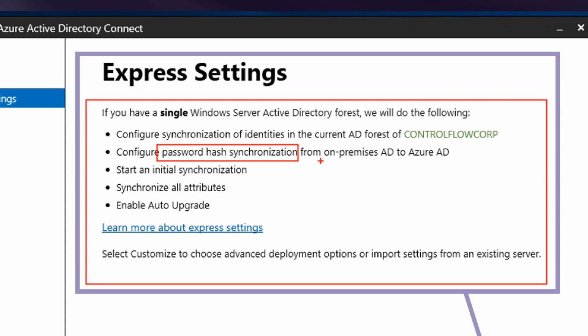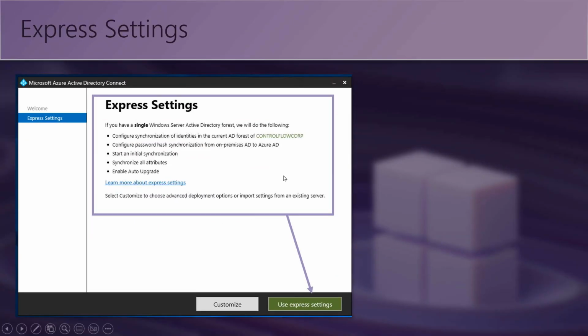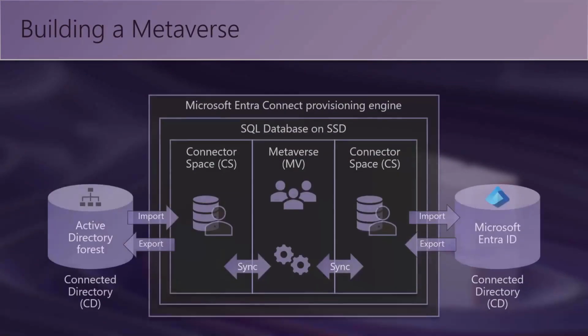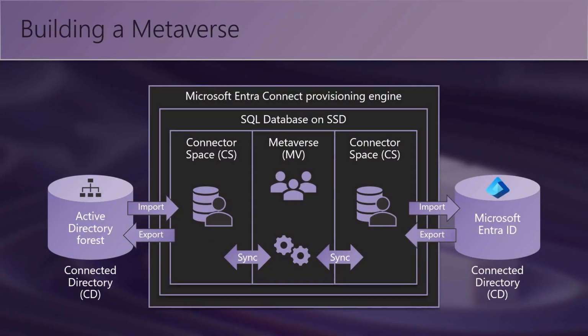So at the moment you're done, they use the same password, not a single password, but the same password. Start an initial synchronization, synchronize all attributes, enable auto upgrade. These are all things that express settings do. So it's generally considered to be a good idea.